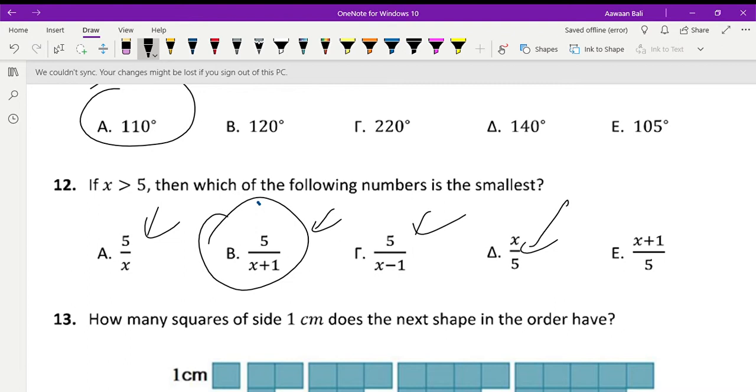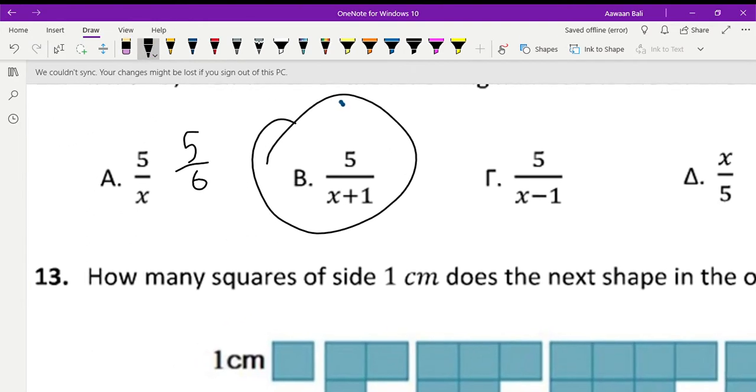But then again, there's another bigger one because we have x plus 1. Now x plus 1 is basically bigger than 5 again, so even more bigger. So it would be even bigger still. And Vita would be the smallest. Let's just say with normal numbers. Like just say 6. See?